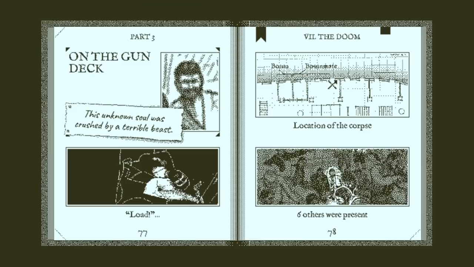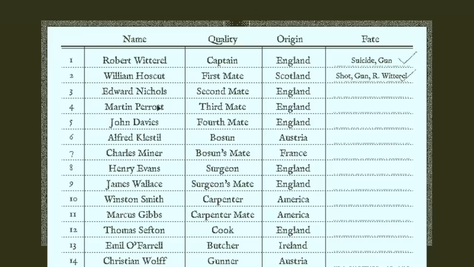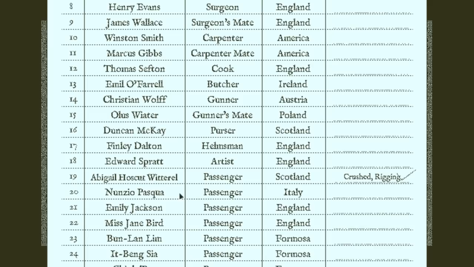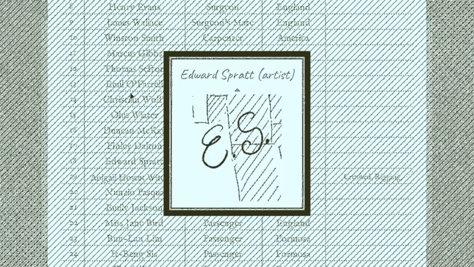Maybe ES. Eaten. Wait, what? His name is ES, so we won't be able to find him from the crew. Maybe. Let's go to that section of the book and see the crew. ES. Edward, nope, not Edward Nicholas. Farrell. Edward Spratt. Edward Spratt, artist. Oh, he's the one who made the illustrations. Oh, okay. So that would be him right there. ES. Yes.